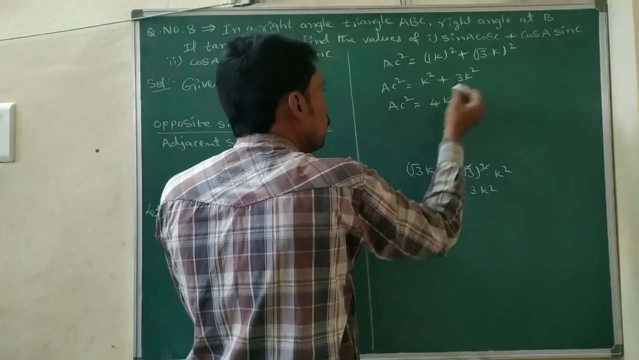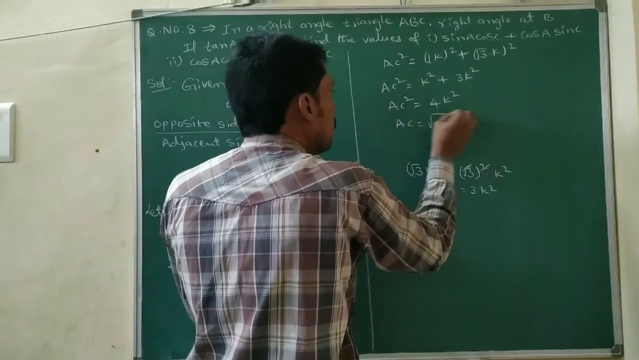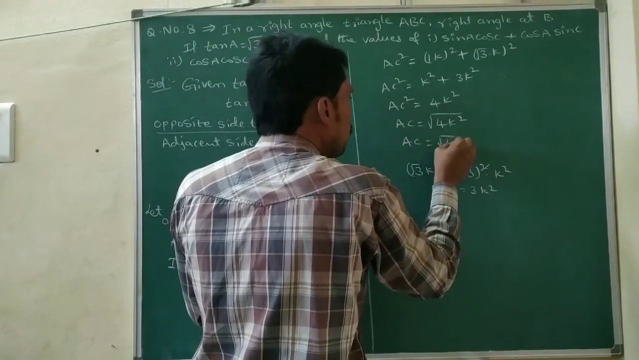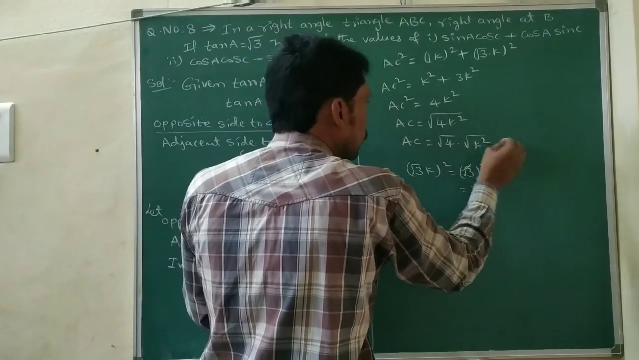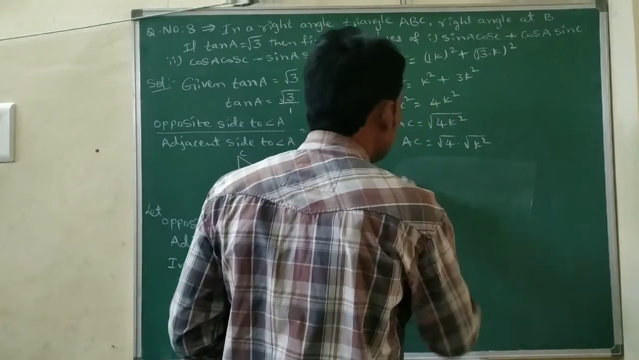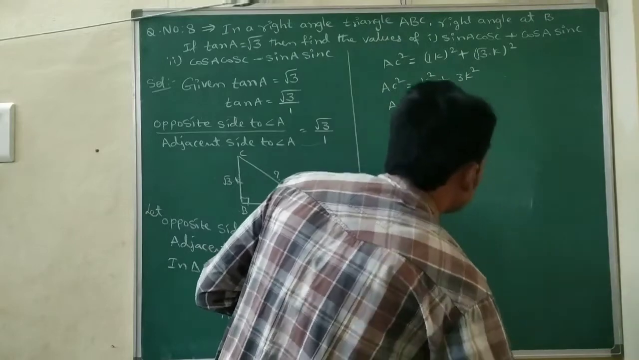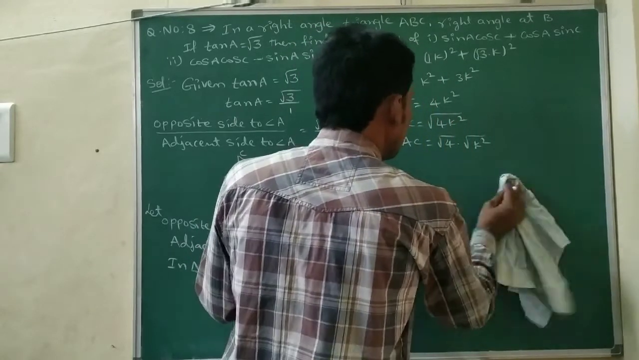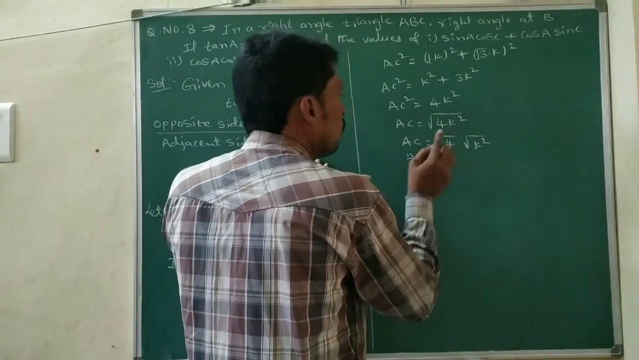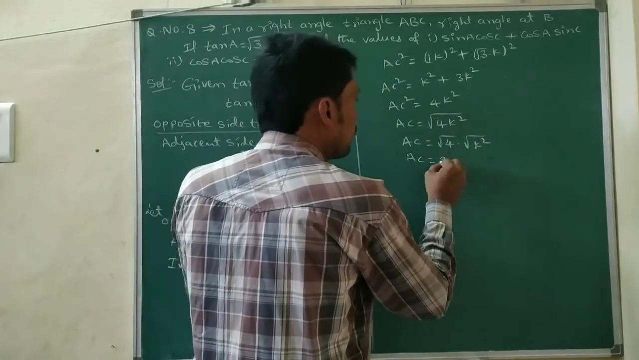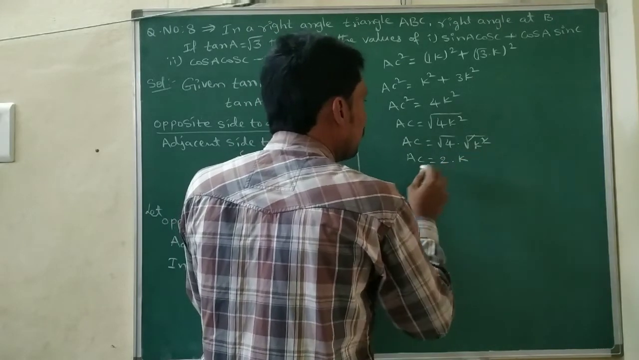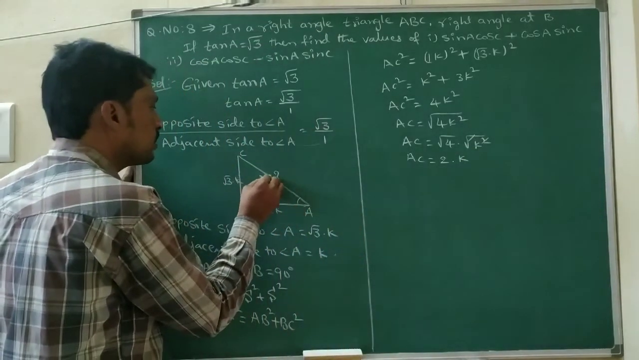Transposing the square to the right side, AC equals under root 4K square. So AC equals root 4 into root K square. Root 4 value is 2, and the square root and square get cancelled, leaving K. So the AC value we have now got is 2K.